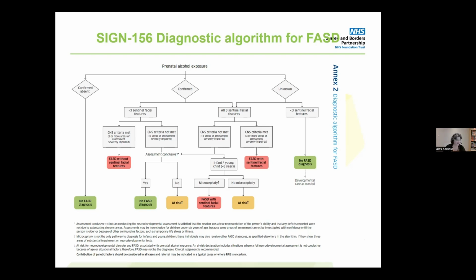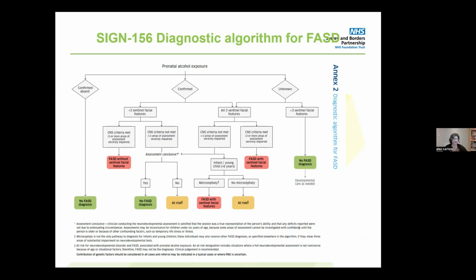The next rung on this algorithm is facial features. I know it's all quite small, but hopefully you can see that on your screens. So the presence or absence of a number of facial features, all three or less than three. The diagnosis of facial features, as you might know, is based on all three being present. And then the next rung down on this algorithm is the central nervous system criteria, CNS. I'm going to refer to that going through. So when I say CNS, it stands for central nervous system. And another way of thinking about that is brain areas. And I'll go through what that means.